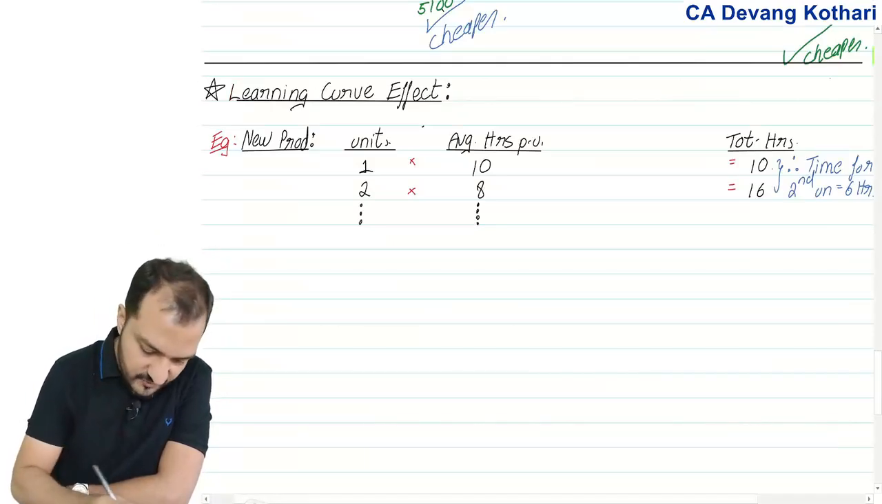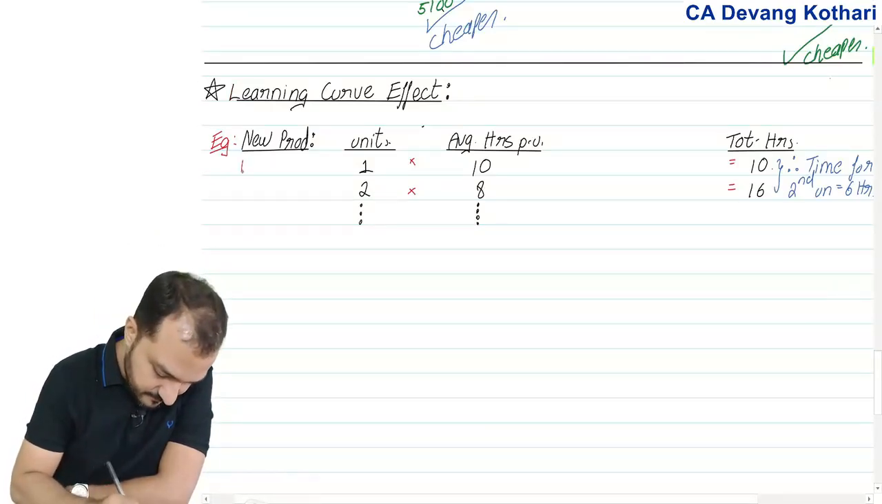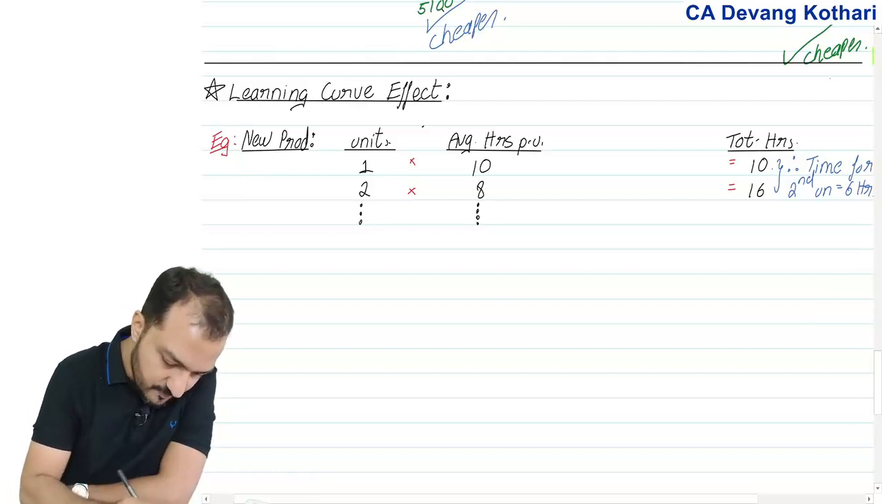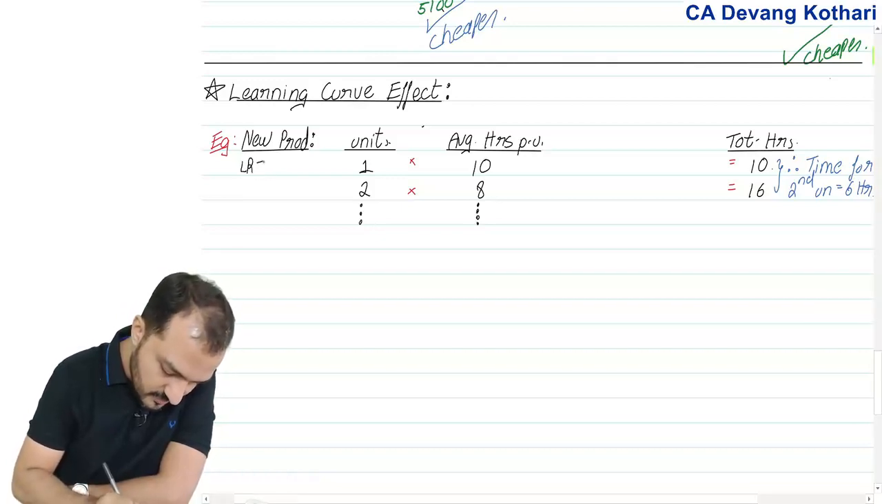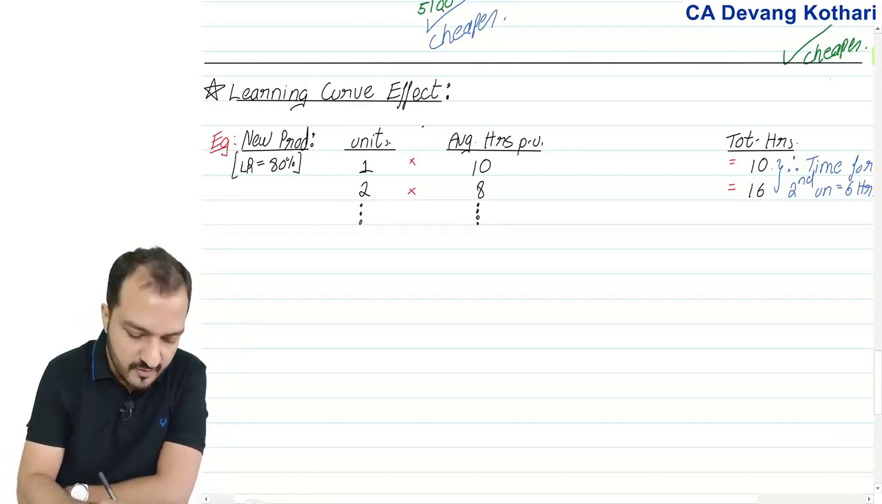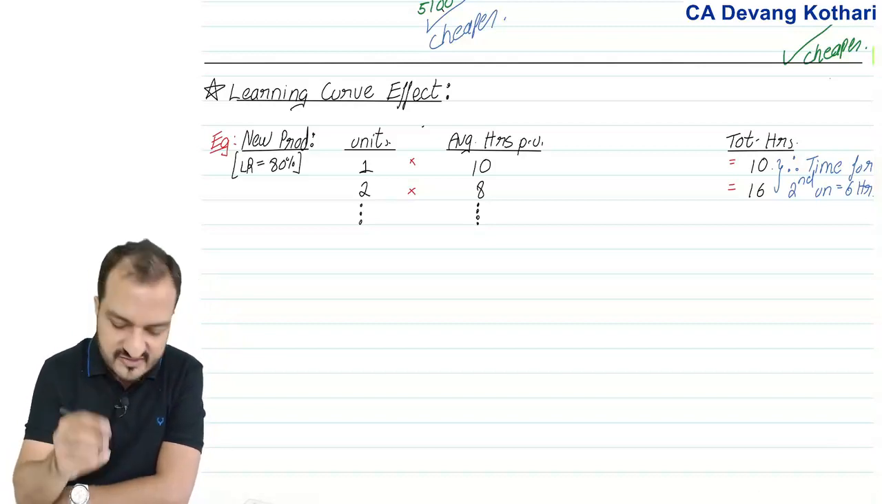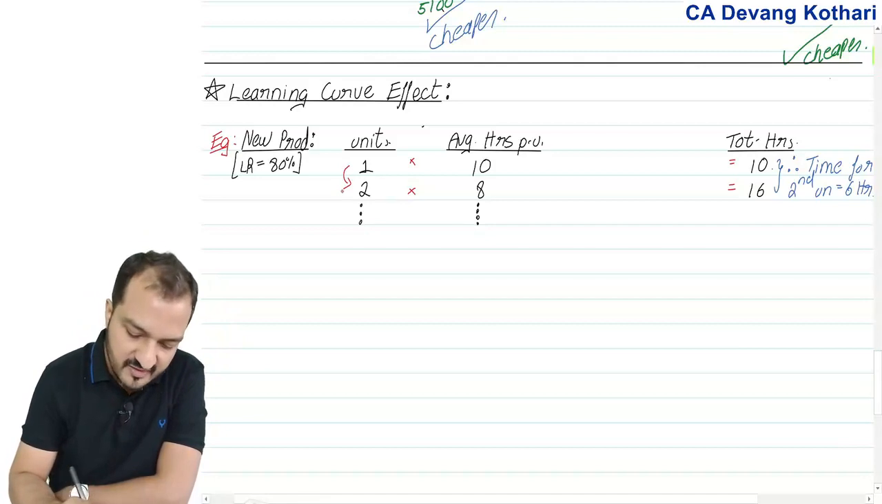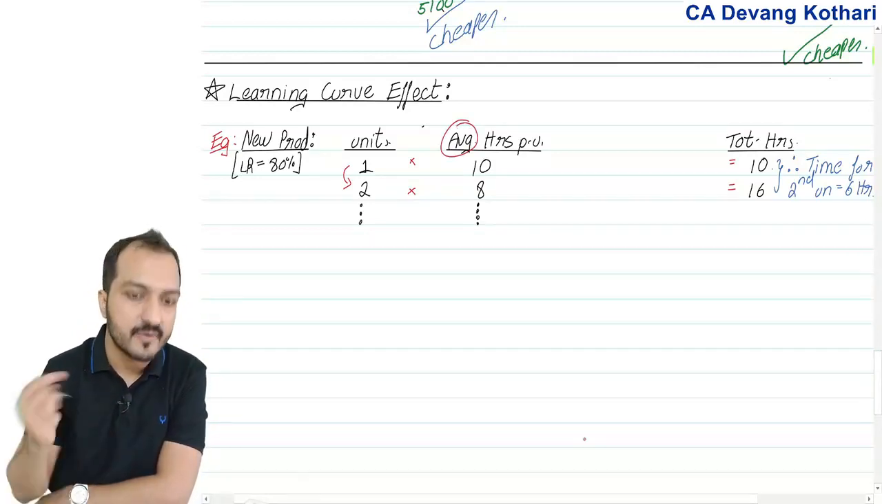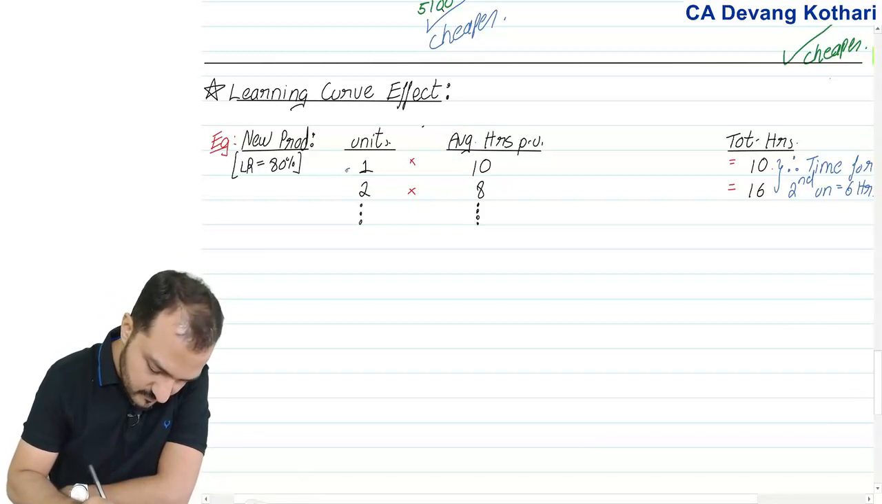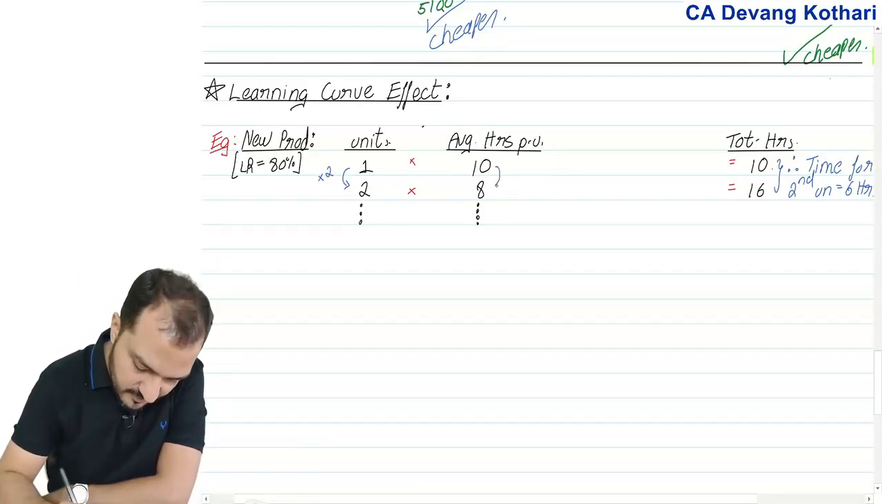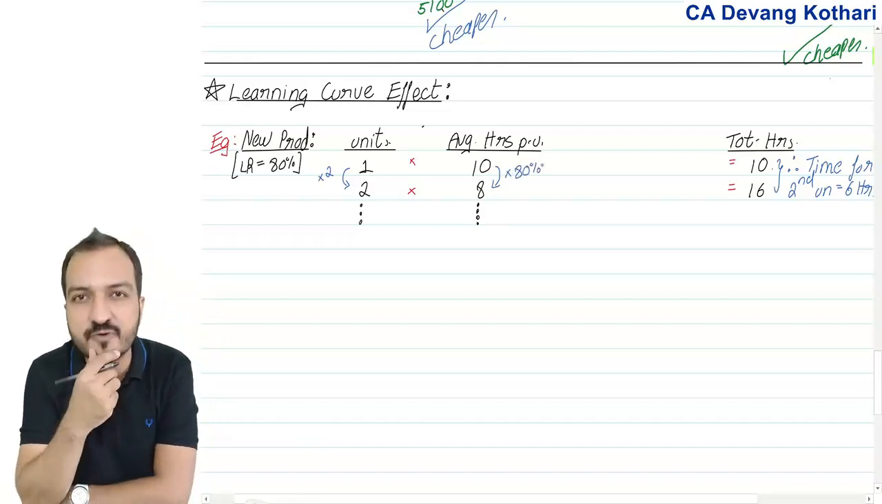So if the learning rate is 80%, let's say in this new product, what does it mean? It means that every time the units double, the average hours per unit will become 80% of the previous. Like over here, when the units double to 2, then the average hours per unit will become 80% of the previous average hours per unit.